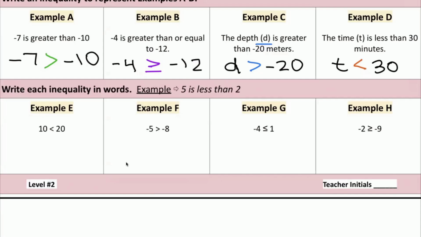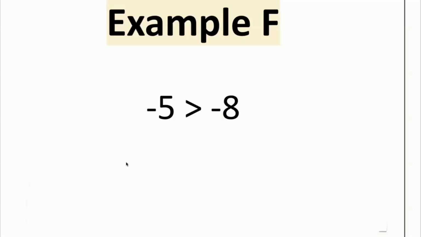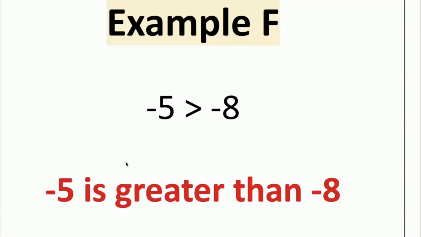All right, now let's look at examples E through H. It says write each inequality in words, and then it gives us an example how to do that. So I'll just do 1 or 2 with you, and then I'll have you do the last couple on your own. So I'll do F and G with you. I'm going to zoom in on F. Example F, the way we'll write this in words is we'll still just write our number, negative 5, and then we'll write the inequality symbol in words, is greater than negative 8.